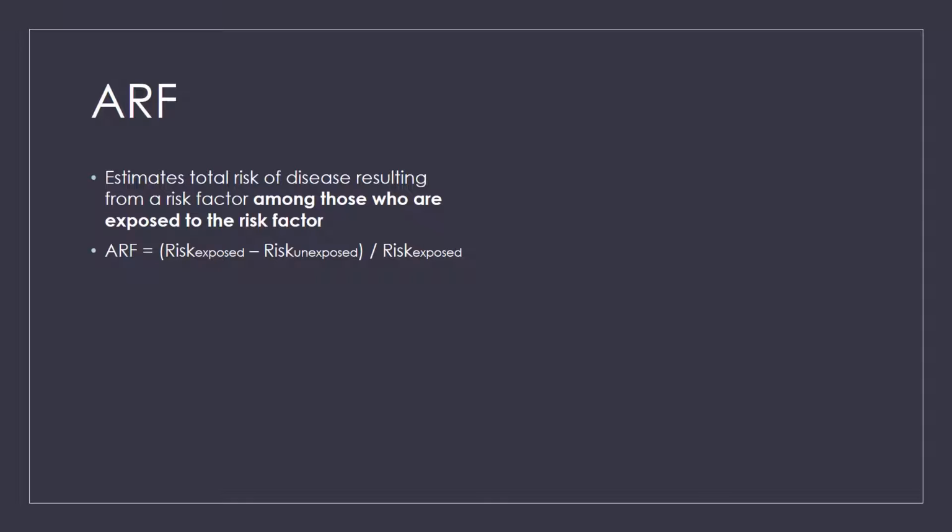So let's start with the attributable risk fraction. This estimates the total risk of disease from a particular risk factor. The key part of this is bolded on your screen. It's among those exposed to that risk factor. So it's calculated by the risk in the exposed minus the risk in the unexposed, all of that divided by the risk in the exposed.